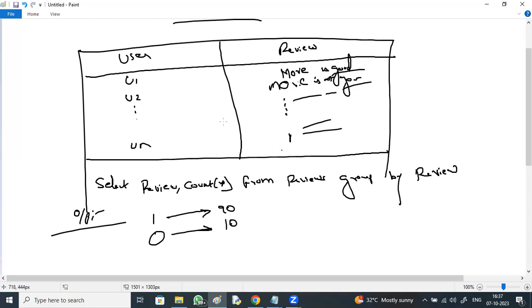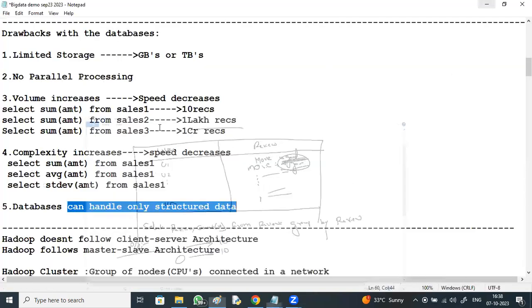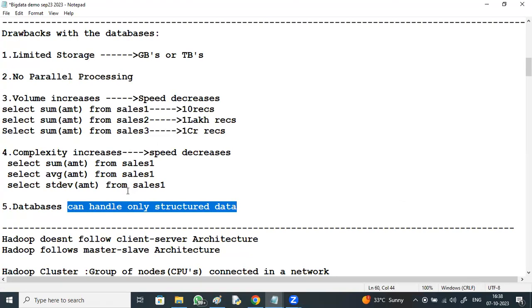Previously, it was in structured format. But even if you count using the keyword count, it gives a wrong computation because even "not good" has "good" within it. So we cannot count the number of goods and not goods. Databases can handle only structured data. They cannot handle unstructured or semi-structured data, but Hadoop can handle all varieties of data: structured, unstructured, and semi-structured.